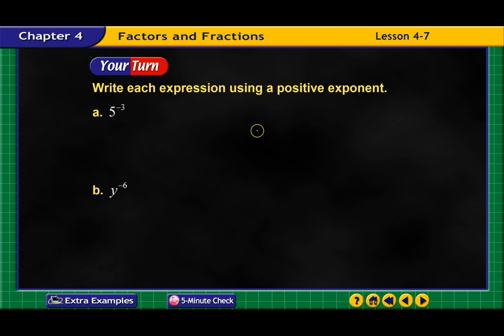All right, so 5 to the negative third is going to end up being 5 to the third under 1. So 1 over 5 to the third. This is going to be 1 over y to the 6th.